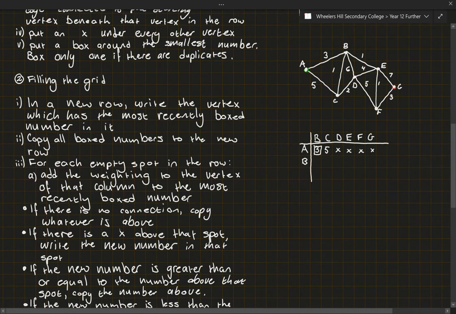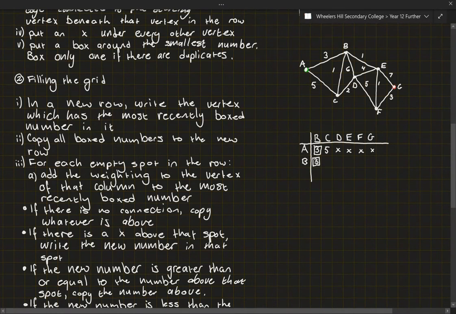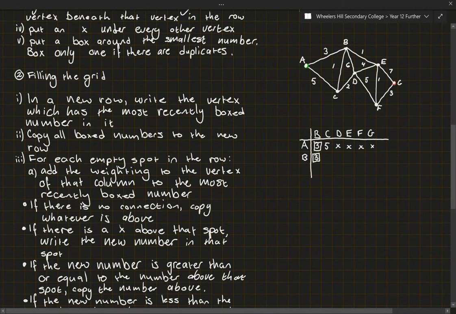Step 2 is you copy all boxed numbers from the previous row into your new row. In this case, it's only 3. Then, for each empty spot in the new row, we add the weighting to the vertex of that column to the most recently boxed number. So take a look. I can see that B has a weighting of 1 in its connection with C. So what I would do is take 1 and add it to the most recently boxed number. That gives me a value of 4.